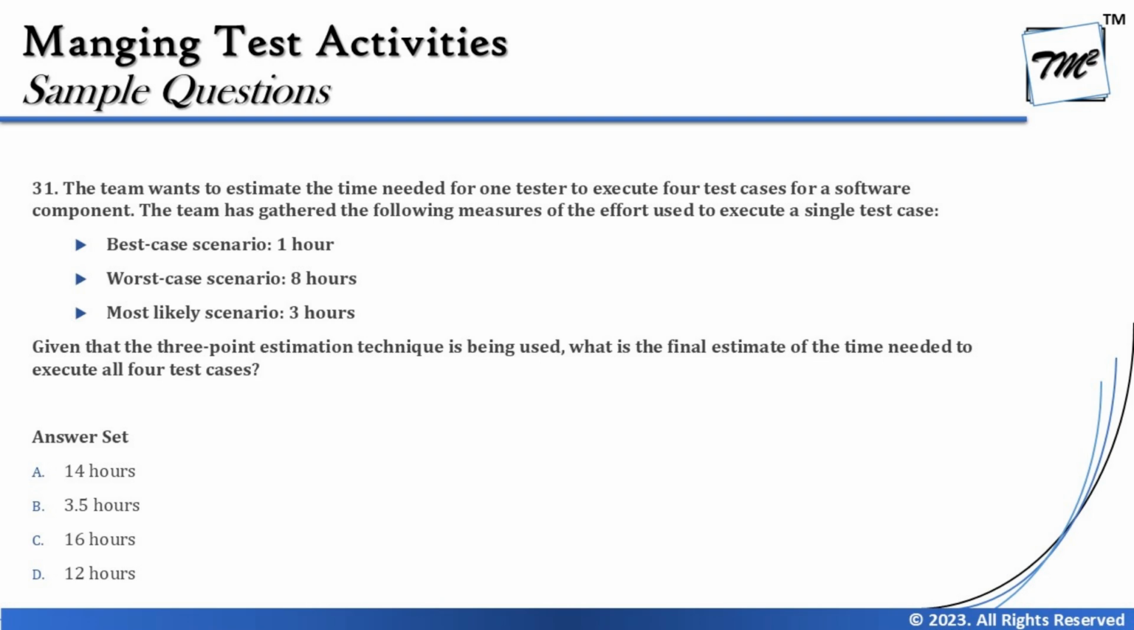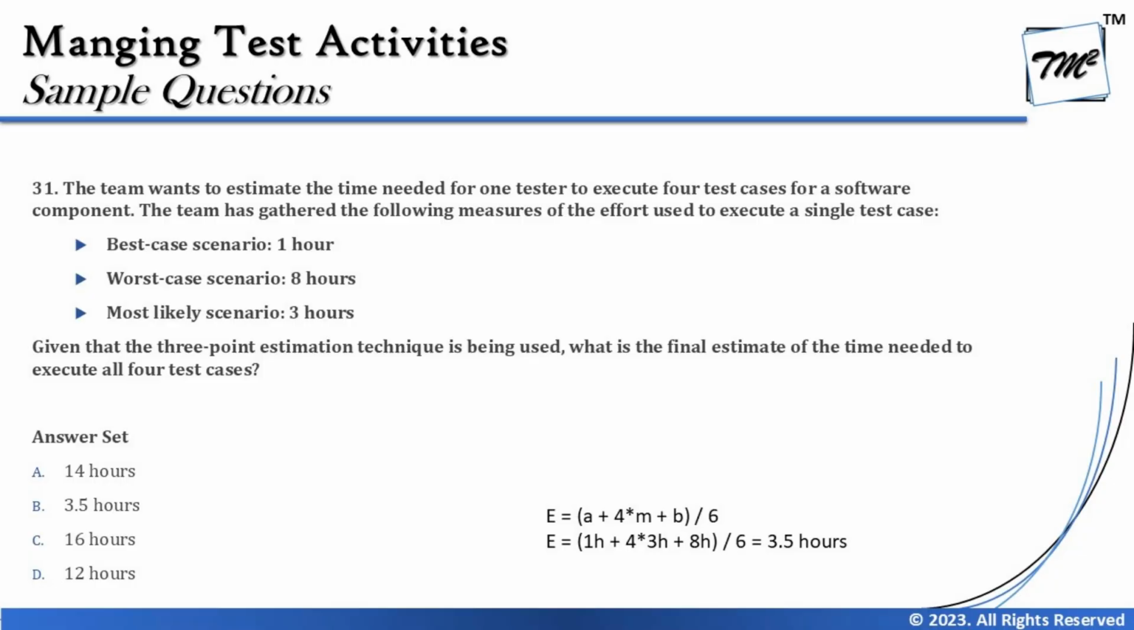Let's continue further. So we have got 3 estimates here. Of course we are using 3-point estimation. Best case scenario 1 hour, worst case scenario 8 hours, and most likely scenario is 3 hours. Given that the 3-point estimation technique is being used, what is the final estimate of the time needed to execute all 4 test cases? So, quick reminder, you have been given the data and estimate for 1 test to be executed. They want the 4 tests to be executed. So whatever you find at the end of the day, it should be multiplied by 4 to pick the right answer. So let's start calculating and solving this.